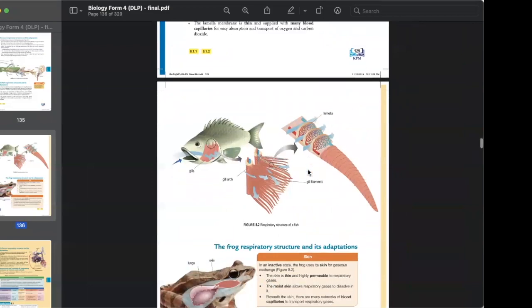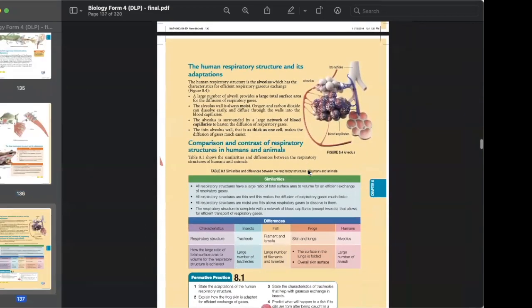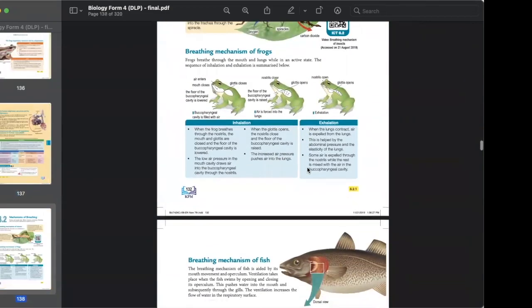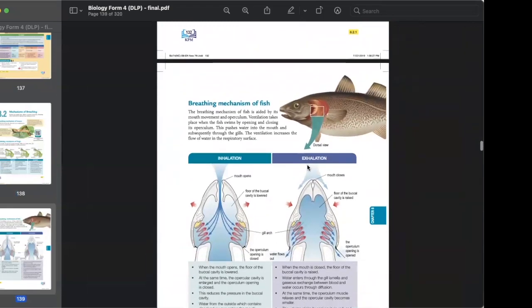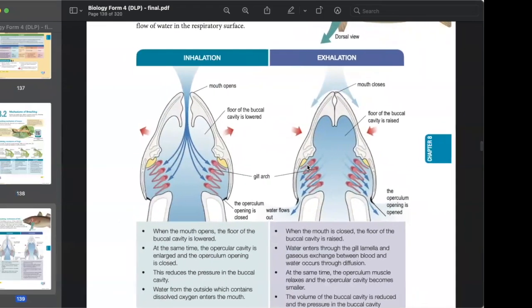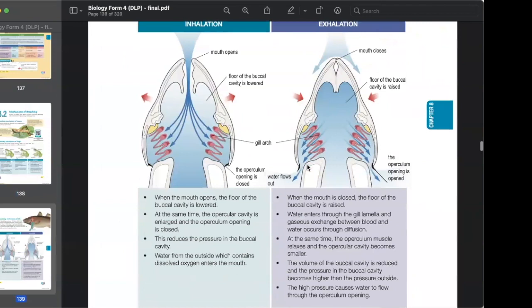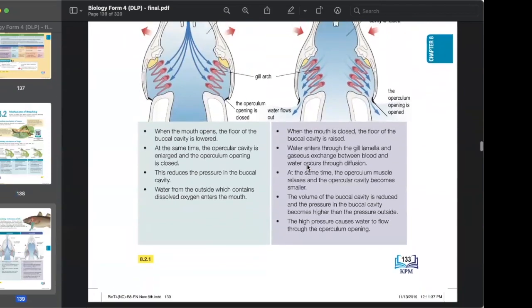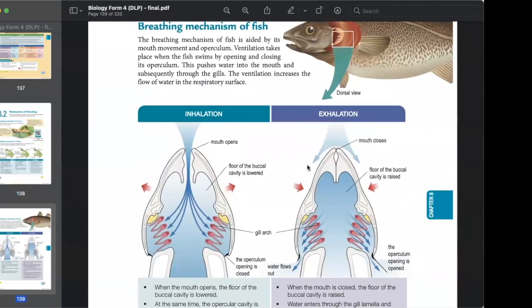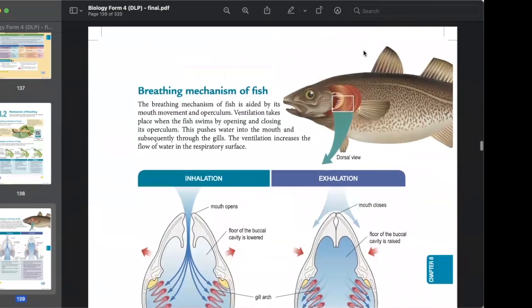Okay, now we are going to study in detail what actually happens in the blood of a fish. Before we study, I want to give you a little introduction about fish structure. Okay, so this is a fish.